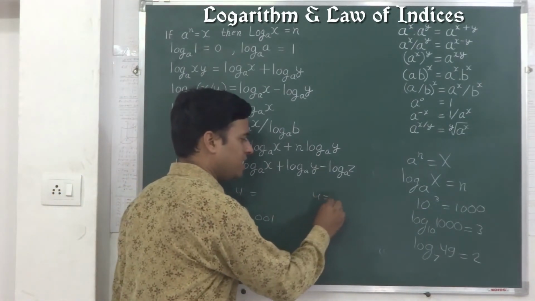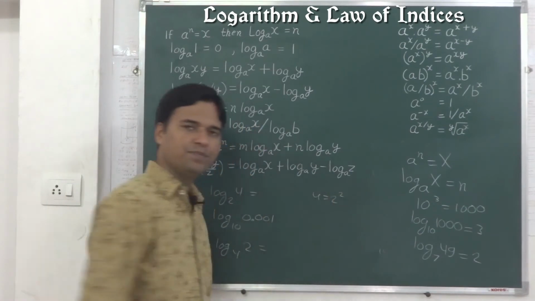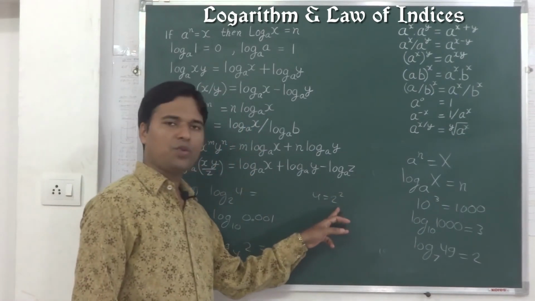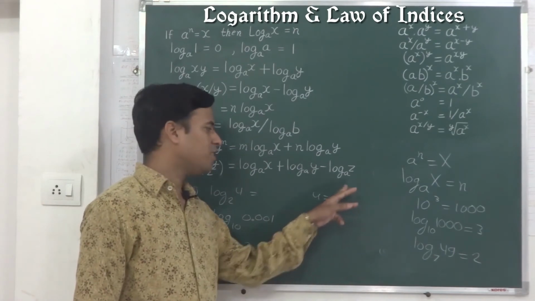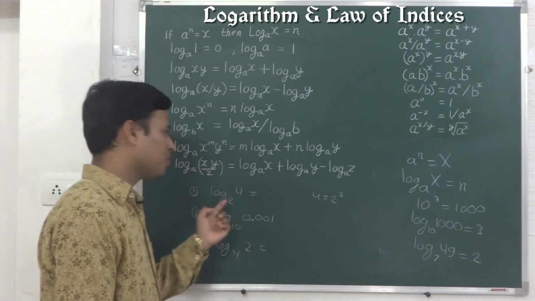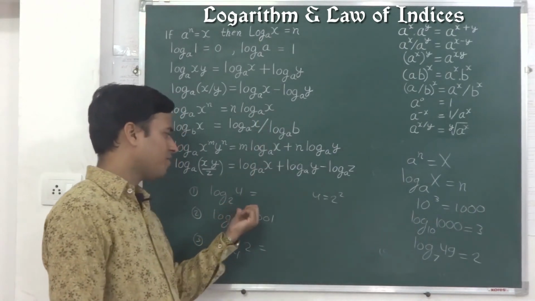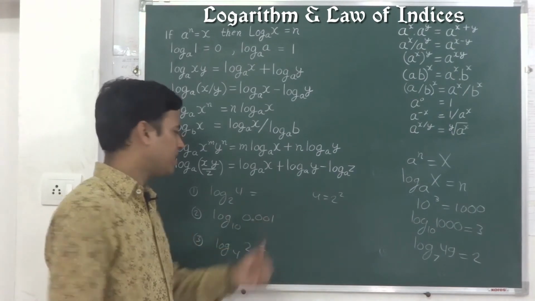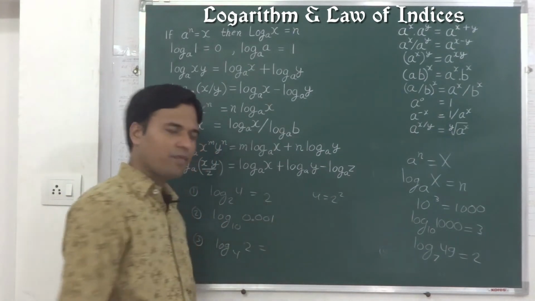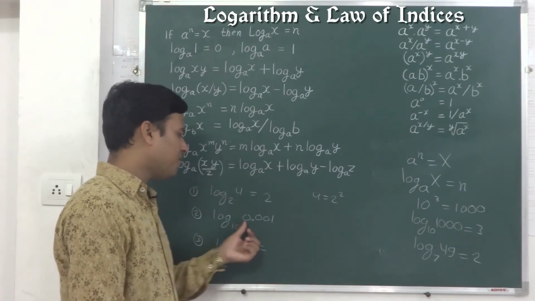We have the knowledge that 4 is written as 2 to the power 2. So the base 2 must have the power 2 to get the value 4 here. So that is the base of logarithm. So we can write here the power 2 to get the value 4 having the base 2.